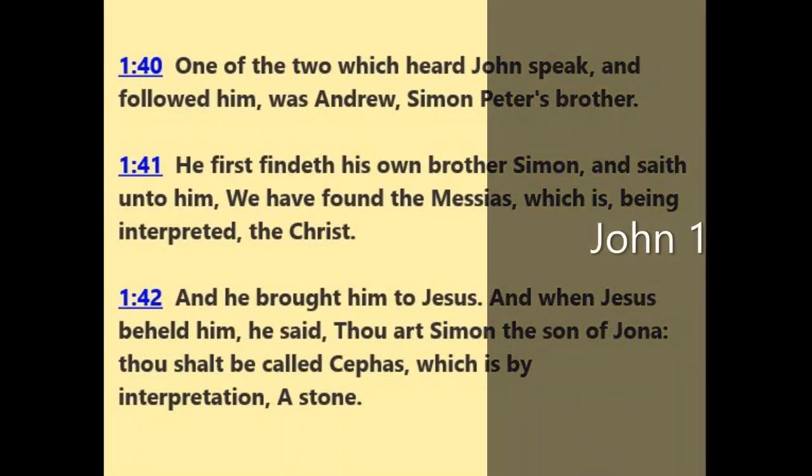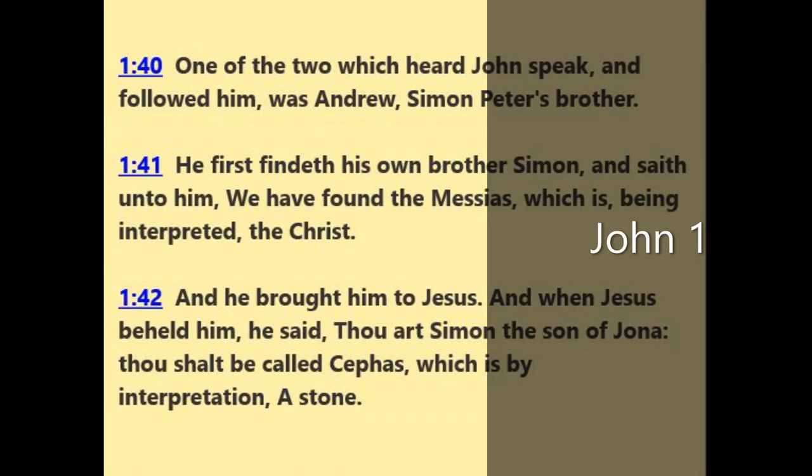But this is the scripture where it was clearly shown, John chapter 1 verse 40. One of the two which heard John speak and followed him. John saw the Savior and acknowledged that he is the Lamb of God, so some of his disciples moved on. One of those who heard John speak and followed him was Andrew, Simon Peter's brother. He first findeth his own brother Simon and said unto him, We have found the Messiah, which is being interpreted the Christ.